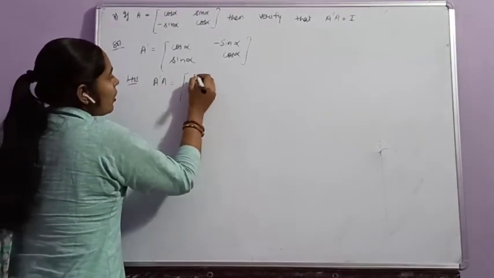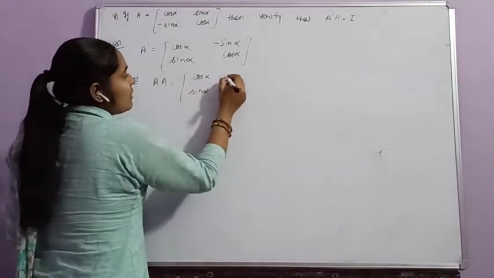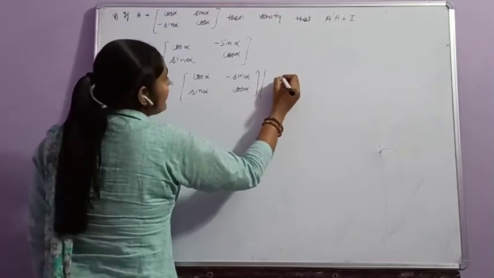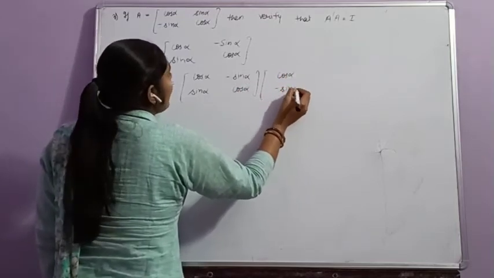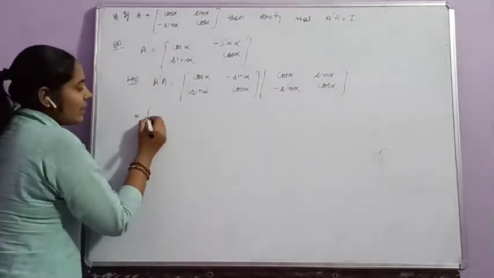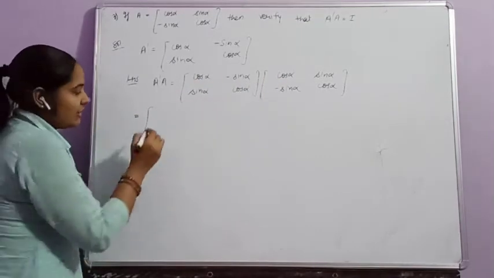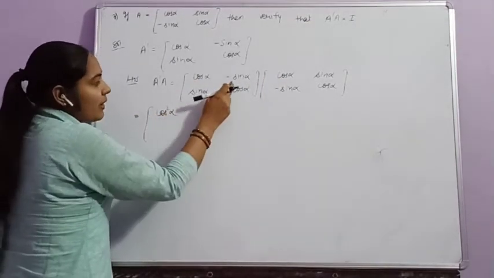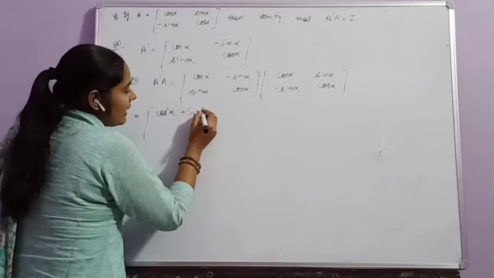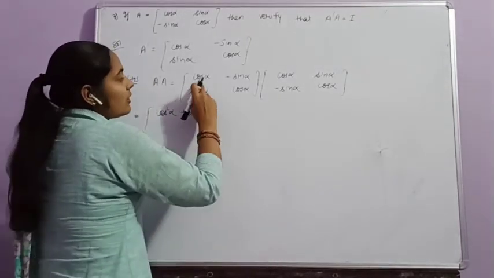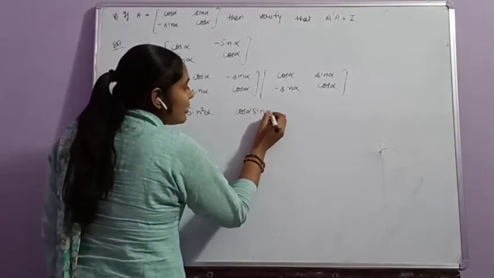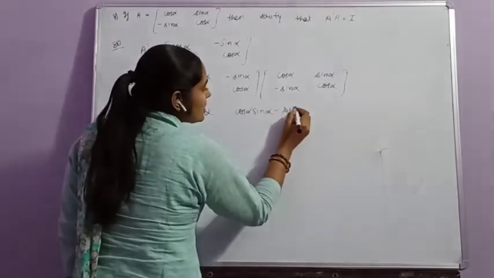and left hand side is A transpose multiply with A, that is equal to cos alpha sin alpha minus sin alpha cos alpha is multiplied with A, that is cos alpha minus sin alpha cos alpha. If we multiply cos alpha multiply with cos alpha, that is equal to cos square alpha minus sin alpha multiply with minus sin alpha, that is equal to plus sin square alpha. Now first row with second column cos alpha multiply with sin alpha minus sin alpha multiply with cos alpha.